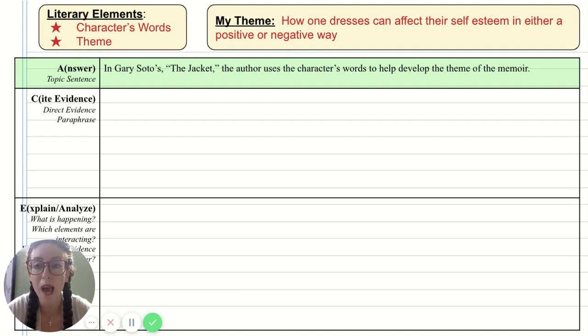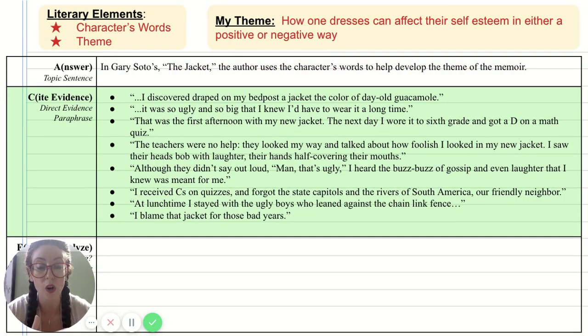Next, I have to go back into the text and cite evidence that I can use in my paragraph to help support my answer. So I went back into the jacket and I found a bunch of different quotes that could help me prove that the character's words develop the theme about how the jacket affected Gary Soto's feelings about himself. So these are all the ones that I picked. I'll just read you a couple.